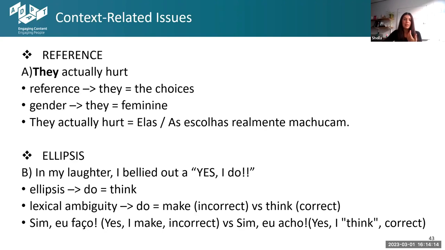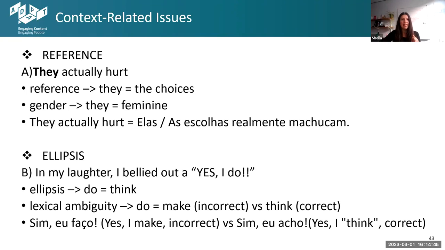So these are some examples of the issues we annotated. For example, in example A, "they actually hurt" had to be annotated as a reference related to the term, for example, the choice. So it was "the choices that we make, they actually hurt". And because "choice" is feminine in Portuguese, it was also annotated as a gender issue.